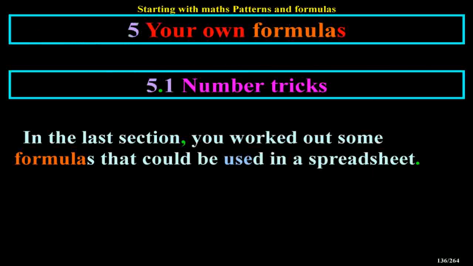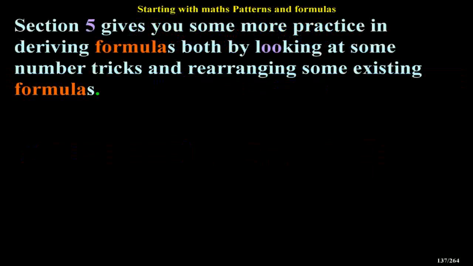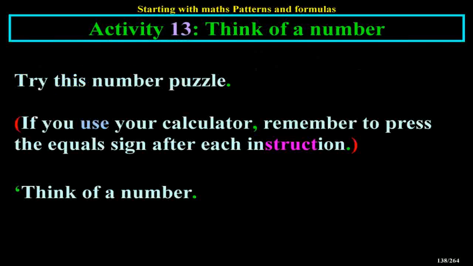5. Your own formulas. 5.1 Number tricks. In the last section, you worked out some formulas that could be used in a spreadsheet. Section 5 gives you some more practice in deriving formulas, both by looking at some number tricks and rearranging some existing formulas. Activity 13. Think of a number. Try this number puzzle. If you use your calculator, remember to press the equals sign after each instruction.